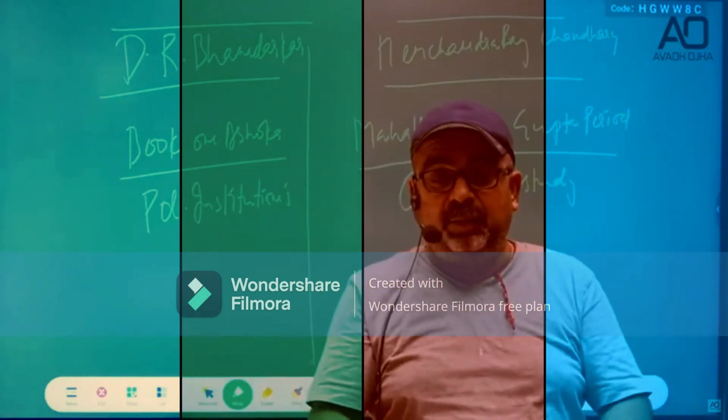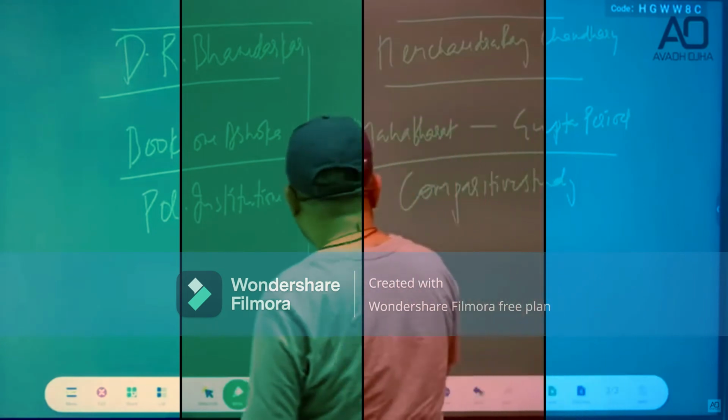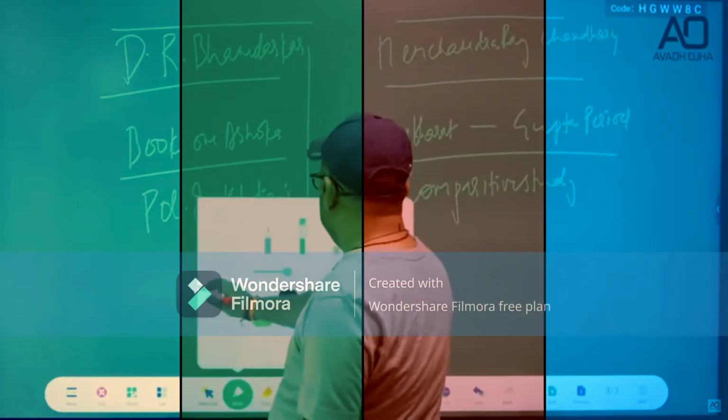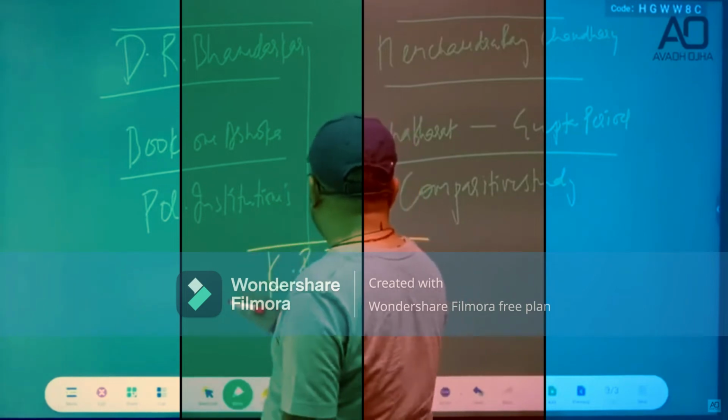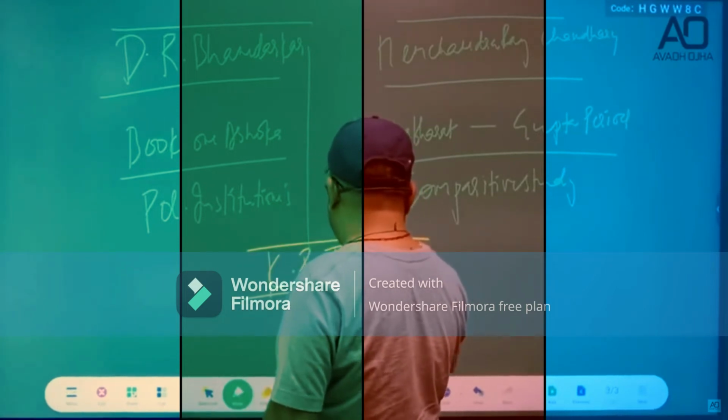K.P. Jaswal, another important name. He gives a very detailed description about existing republics in ancient India.